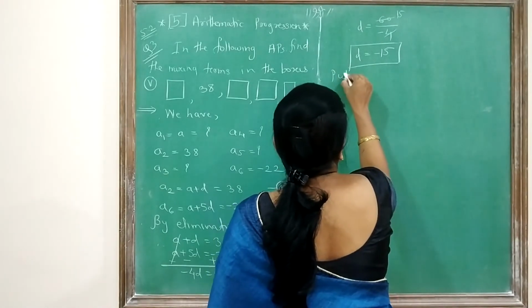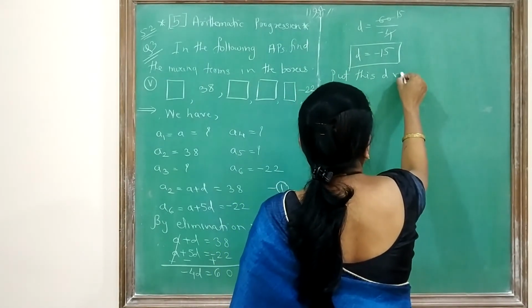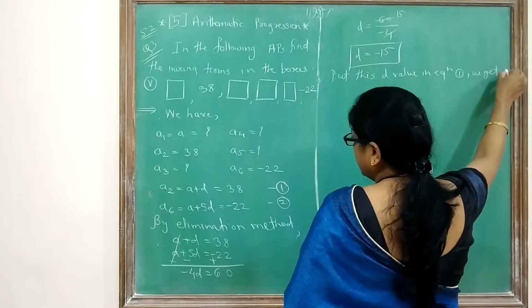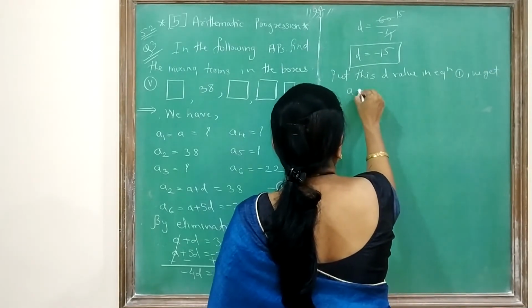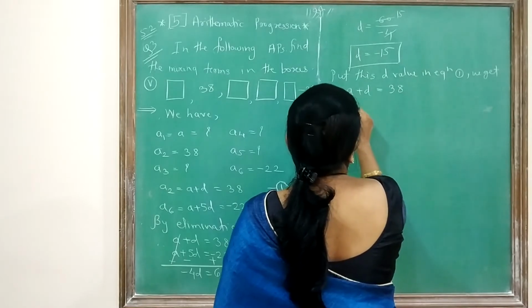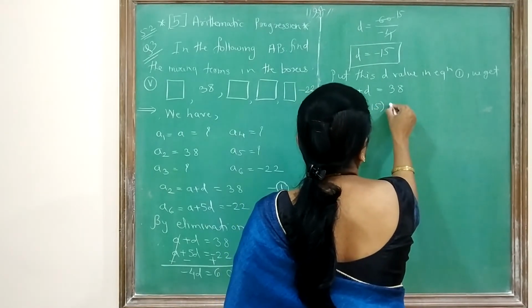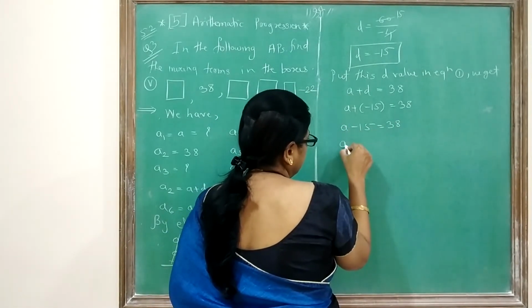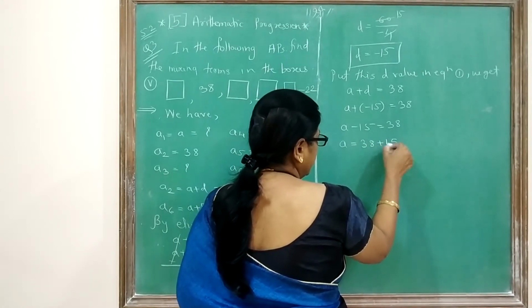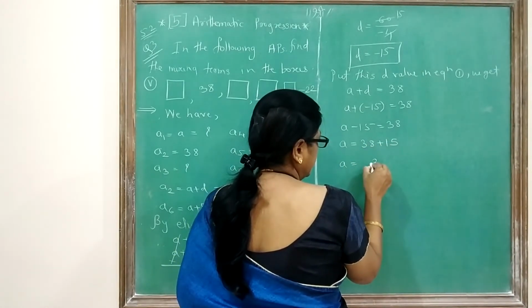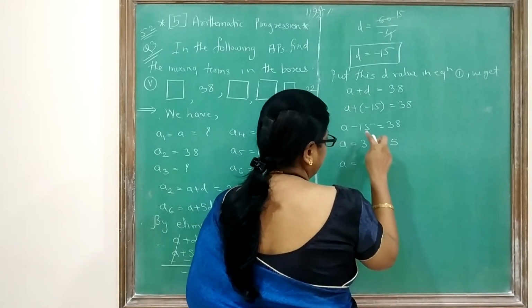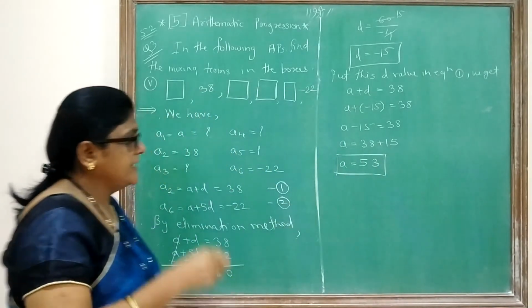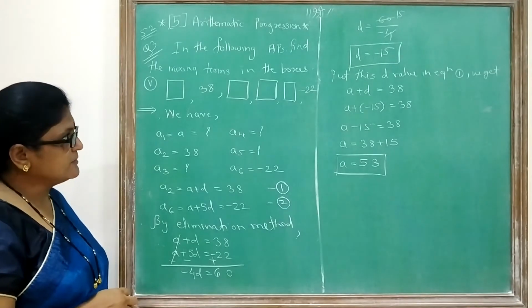Put this D value in equation 1, we get A plus D equals 38. Then A plus minus 15 equals 38, that is A minus 15 equals 38. Then A equals 38 plus 15. Then 8 plus 5 is 13. Then 1, 3 plus 1, 4. Then 5. That is 53. Means here the A value is 53 and the D value is minus 15.